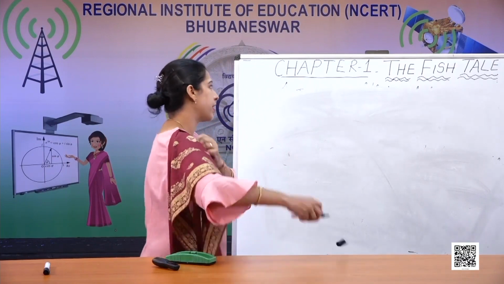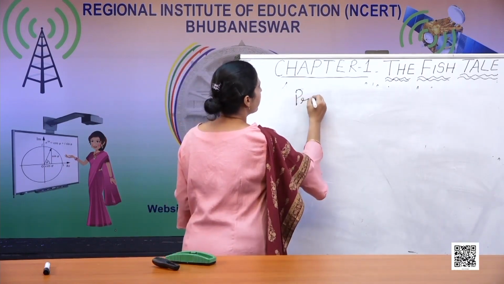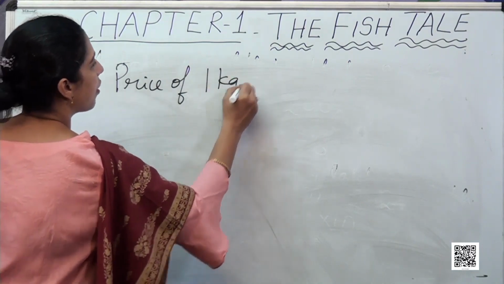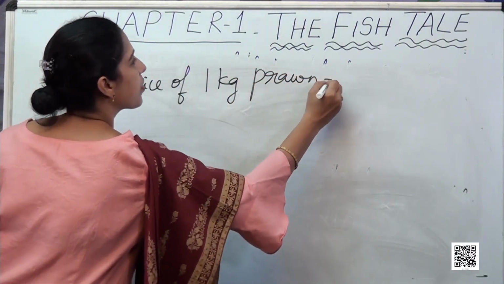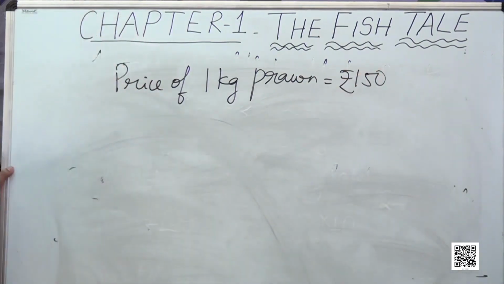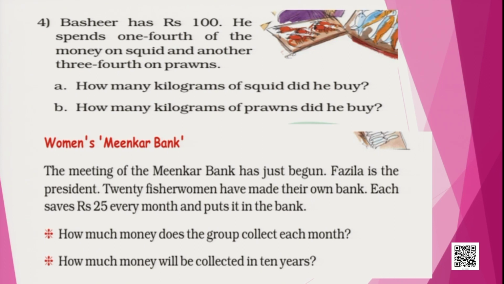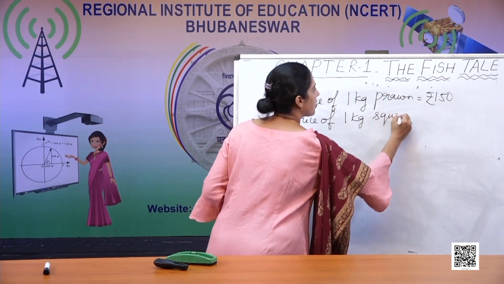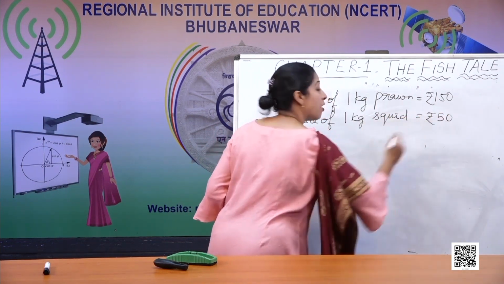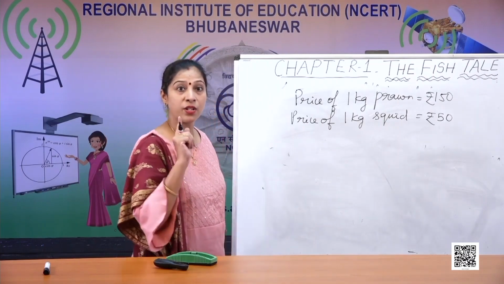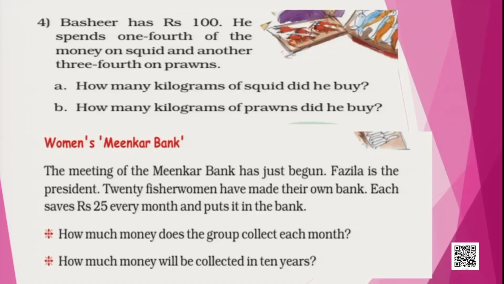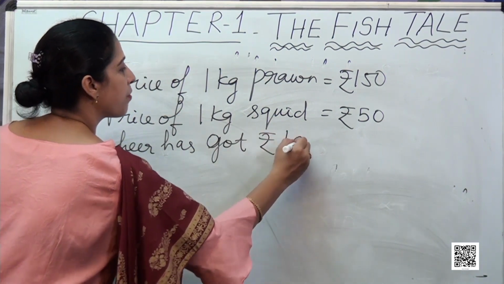The price of 1 kg prawn is equal to rupees 150. And the price of squid, let's see from the board, is 50 rupees per kg. So the price of 1 kg squid is equal to rupees 50. And how much money did Bashir have? Bashir has 100 rupees to buy this fish.